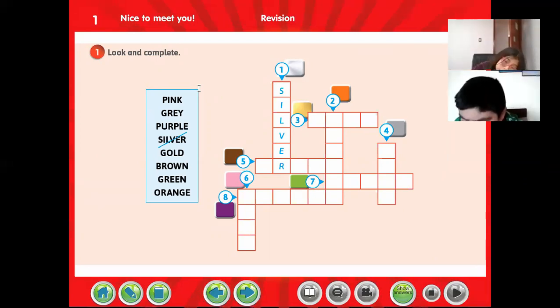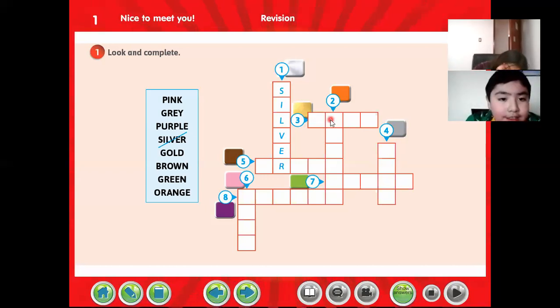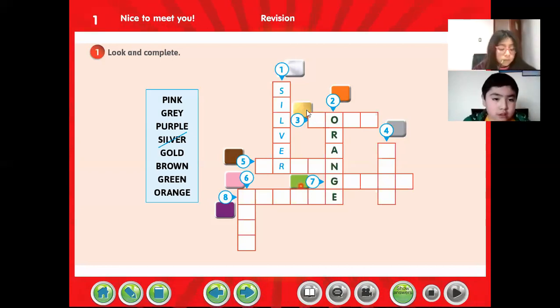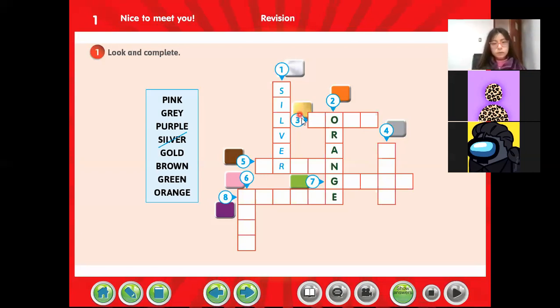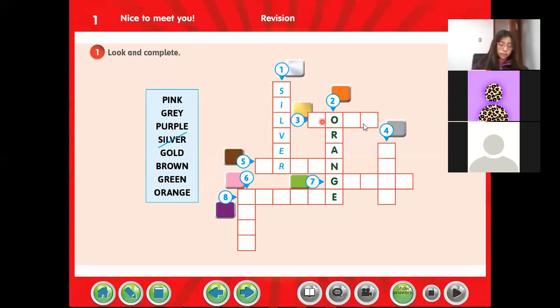Let's see with Anthony, okay? Anthony, the number two, what color is it? Anthony Wamankayo, what color is number two? Orange, teacher. Thank you, my friend. Jordana, number three. What color is number three? Yellow. Look, yellow. No, it's too big. Another. Dorado in English. Orange. Gray. Gold. Yes, Jordana. Gold.